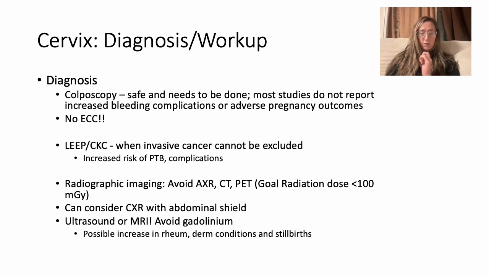When you're working on a diagnosis, obviously you want to avoid any radiation in pregnancy. So you want to avoid an abdominal x-ray, you want to avoid CTs, and you also want to avoid PET scans. You can consider a chest x-ray with an abdominal shield, but your mainstays are going to be ultrasound or MRI. And if using an MRI, you do want to make sure that you stay without gadolinium. The gadolinium can cause a possible increase in rheumatologic or dermatologic conditions and potentially increase the risk of stillbirth.